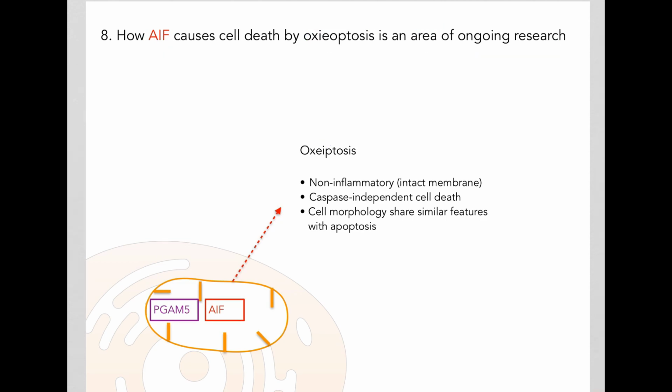So to summarize, oxieptosis is a non-inflammatory programmed cell death. The membrane is intact, so nothing is released, so there's no inflammation. It is caspase independent, doesn't need any caspases, unlike apoptosis. The cell morphology of oxieptosis shares many similar features with apoptosis.